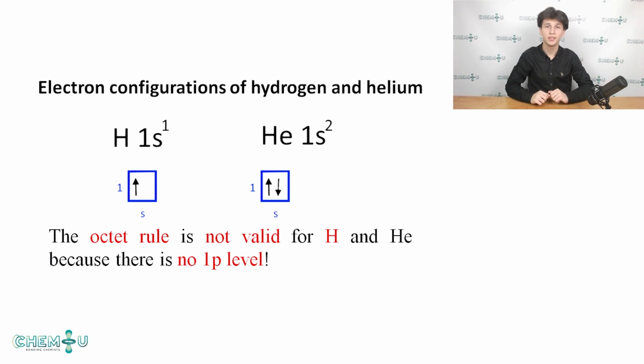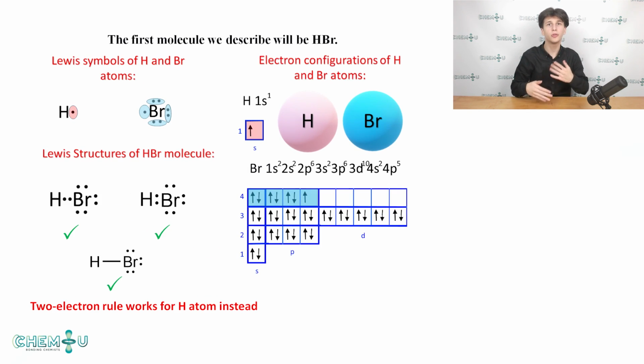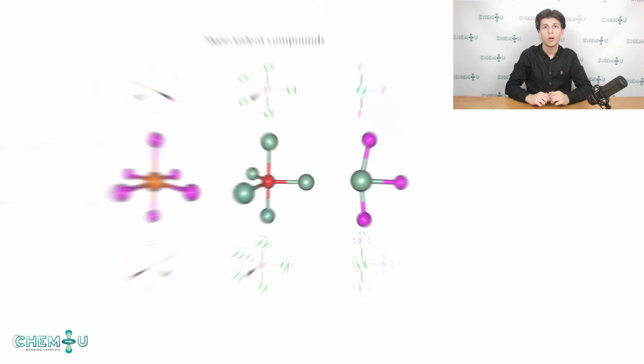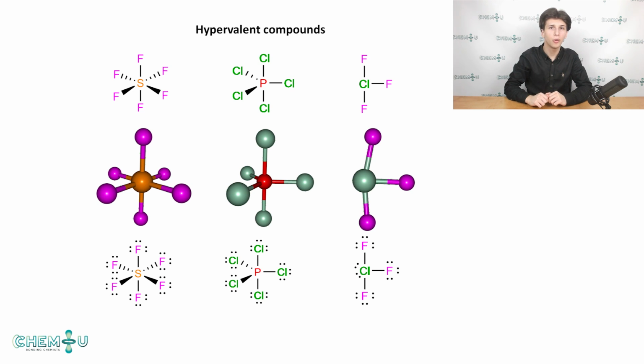As you have already seen, nothing is perfect, even the octet rule. The octet rule is not valid for hydrogen and helium because there is no 1p level. So for these atoms the 2 electron rule works, as you saw in the example with the HBr molecule. It means that hydrogen can have only 1 covalent bond, as it tries to gain 2 electrons in total, just as helium has. Also, the elements in the third row and beyond, which have a d electron level, tend to make hypervalent molecules such as ICl5.